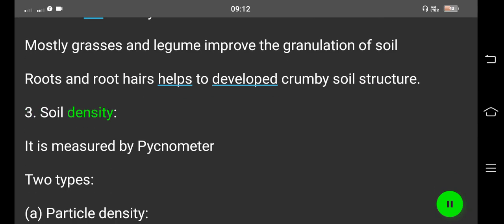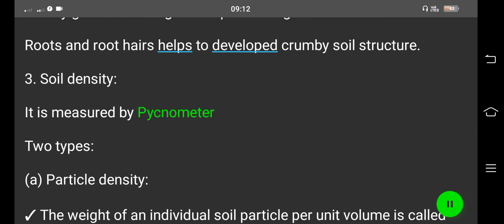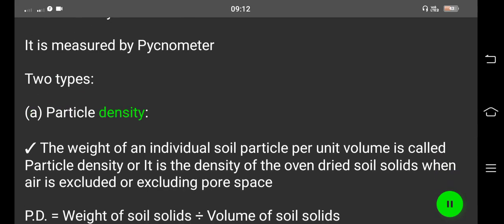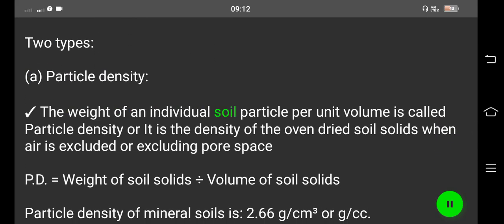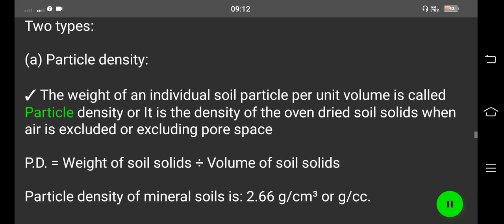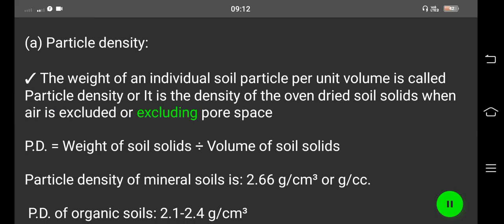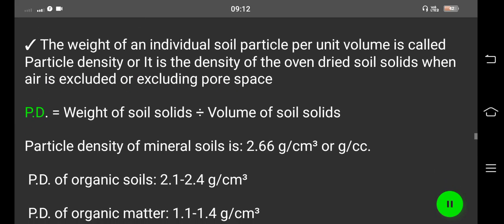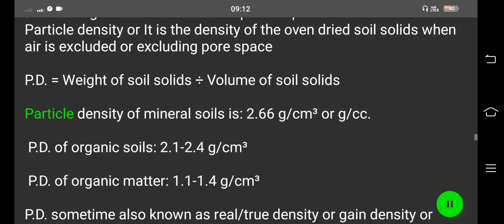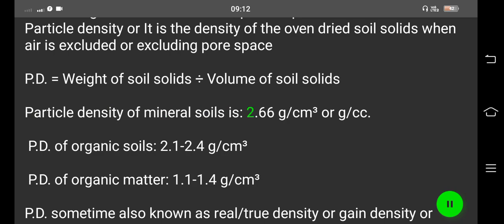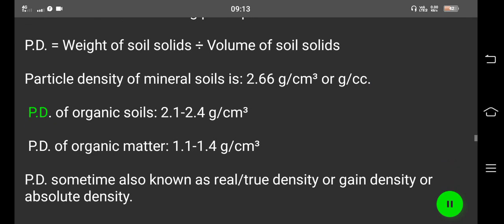3. Soil density. It is measured by pycnometer. 2 types. A. Particle density. The weight of an individual soil particle per unit volume is called particle density, or it is the density of the oven-dried soil solids when air is excluded, or excluding pore space. PD equals weight of soil solids divided by volume of soil solids. Particle density of mineral soils is 2.66 grams per cc. PD of organic soils 2.1-2.4 grams per cc.